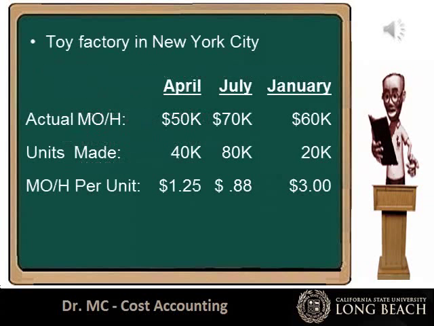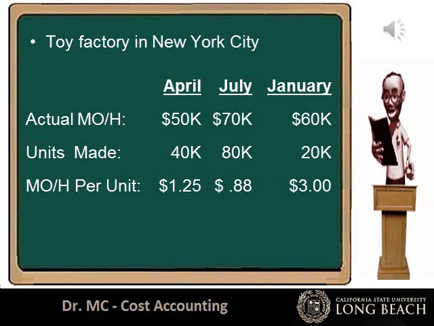For example, consider a toy factory in New York City. Most toys are sold at the end of the year, and our toy factory's production reflects the seasonality of its business. Moreover, New York City is notoriously cold in the winter and hot and humid in the summer. The slide shows you the manufacturing overhead and units produced for our toy factory.